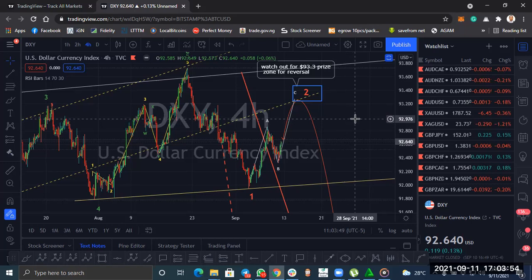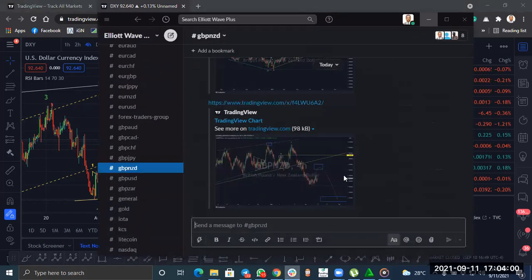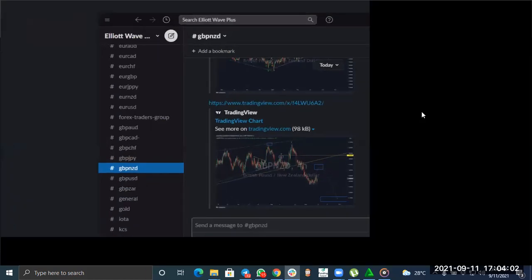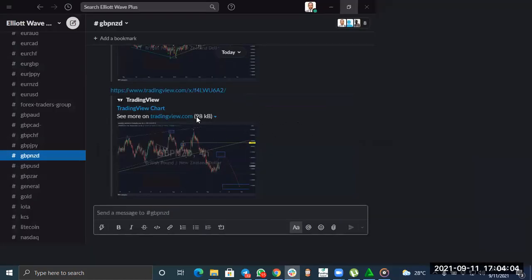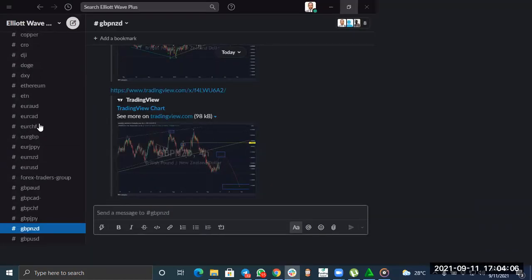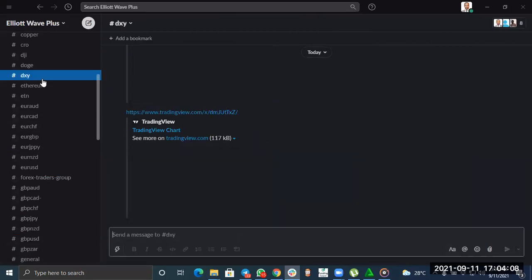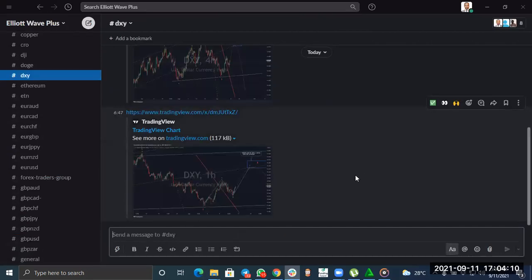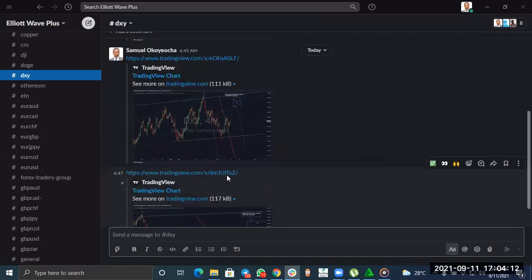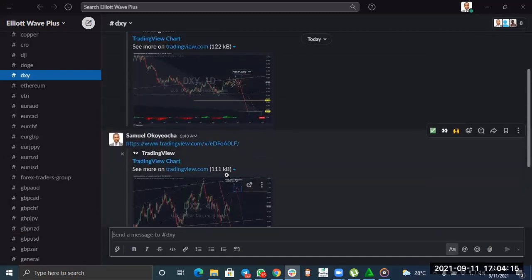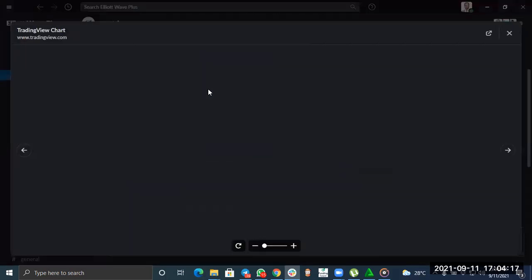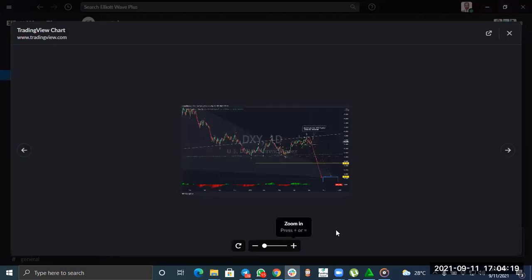If you are my students, all the charts have been uploaded in our Slack group. Many of them have been uploaded, all of them from DXY. If you have any question, you may ask, and I will reply to you. This is DXY, and this is today's chart.